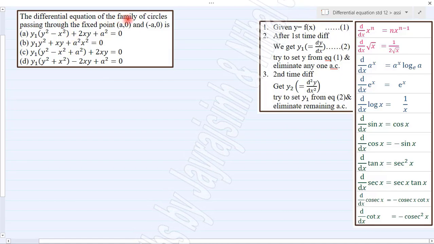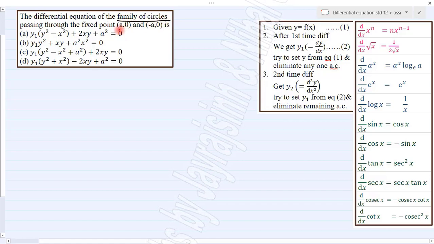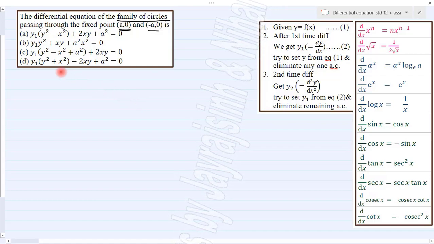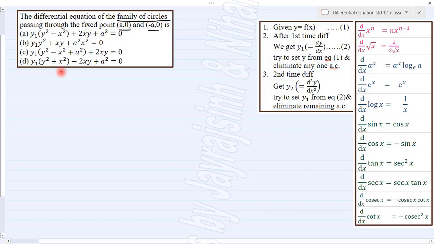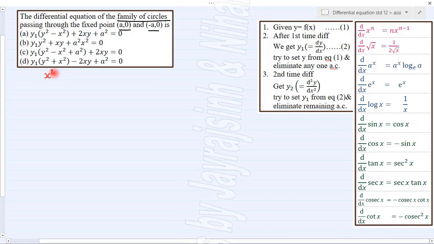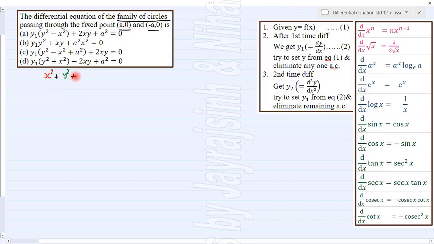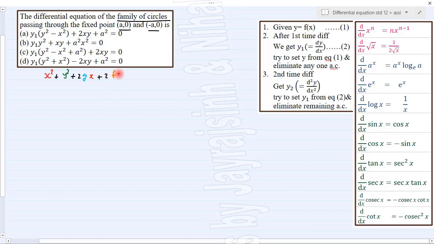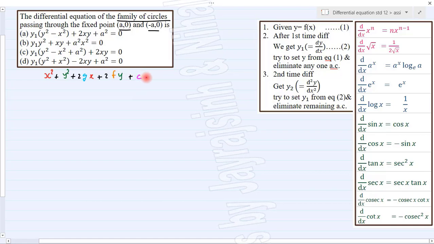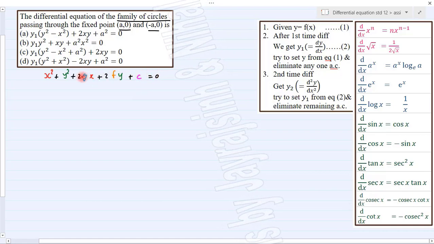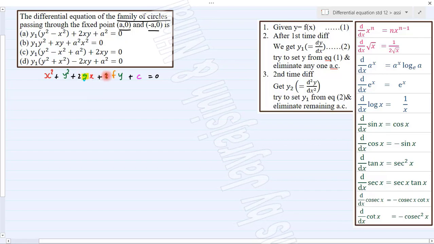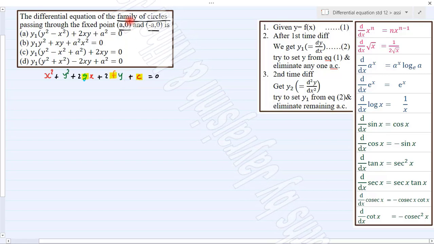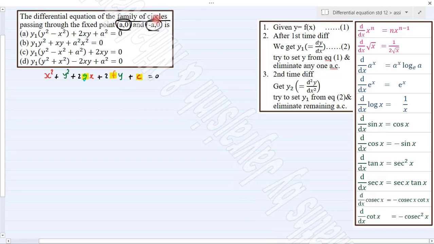Here you have to find a differential equation of family of circles which are passing through a, 0 and minus a, 0. First of all, we have to use the general equation of circle, which is x square plus y square plus 2gx plus 2fy plus c is equal to 0. Now, here we have three different arbitrary constants, g, f and c, but the number of arbitrary constants can be reduced by using the condition which is given in the question.